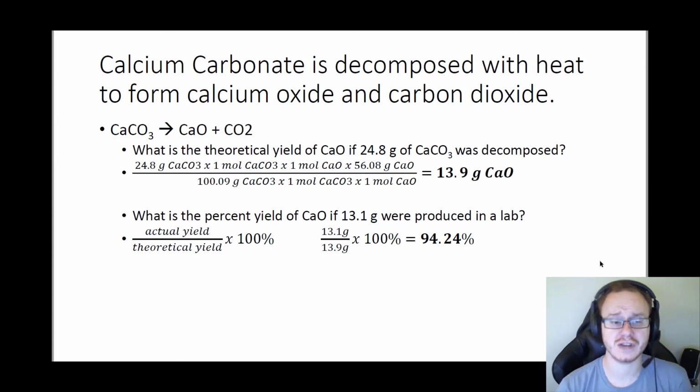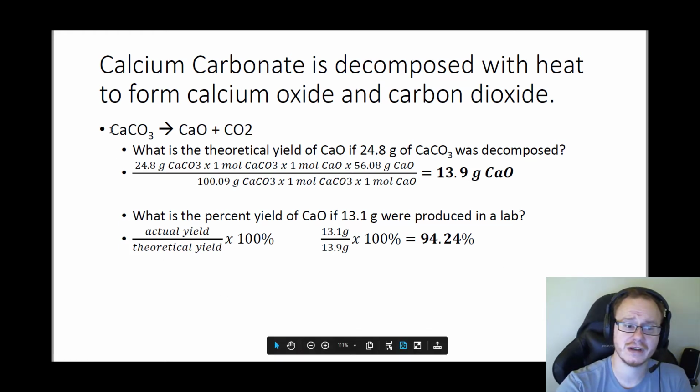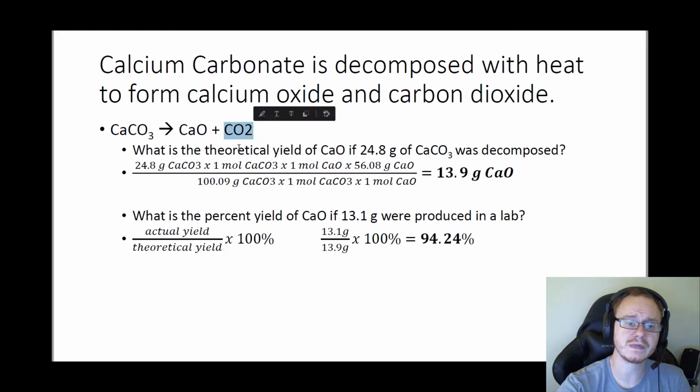So here's our first example. Calcium carbonate can be decomposed in the presence of heat, and it will form calcium oxide and carbon dioxide. We have a balanced equation given to us already. Calcium carbonate decomposes in the presence of heat to make calcium oxide and also carbon dioxide.